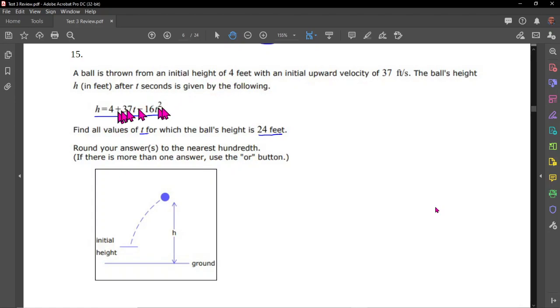So what it's really asking for, you could read all this stuff, but it's set up for you. Yeah, it started at 4 feet. It's going up by 37 feet per second. That's its velocity. This is the effect of gravity. You'll see this a lot. It's -16x squared. That's the effect of gravity pulling it down. Well, what we want is to find when it is 24 feet high. And as you can see from this picture, it goes up and it's going to come back down because of gravity. So it's likely that there could be 2 places where that happens.